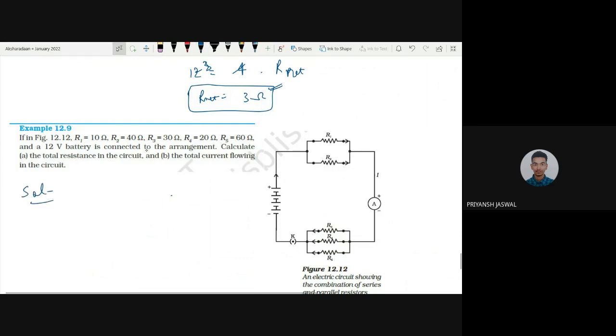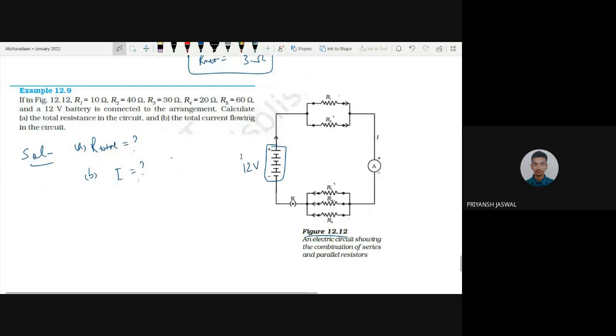Question example 12.9. If in figure 12.12, this figure is 12.12, R1 is 10 ohm, R2 40, R3 30, R4 20, and R5 60. These resistance values are given to us, and a 12-volt battery is connected to the arrangement. This source is 12 volt. Calculate the total resistance and the total current flowing through the circuit. So let's get started.